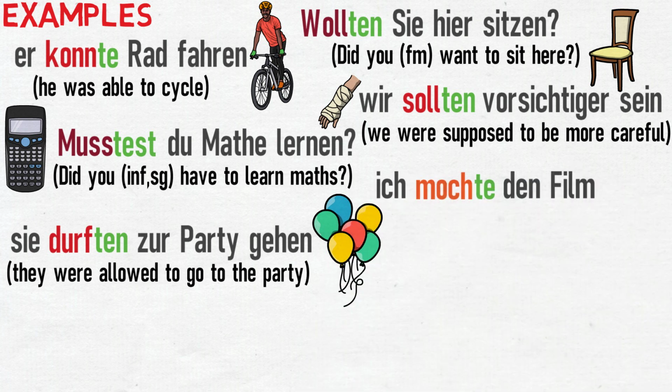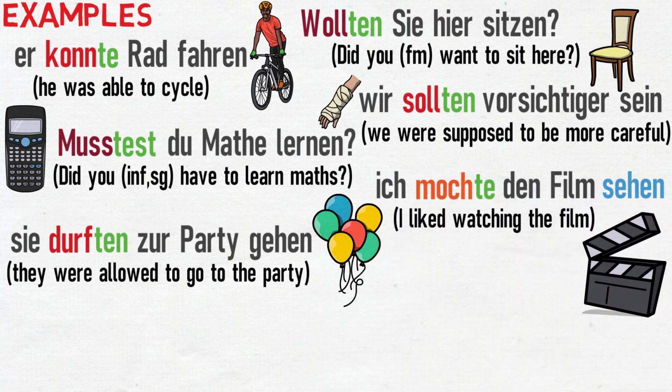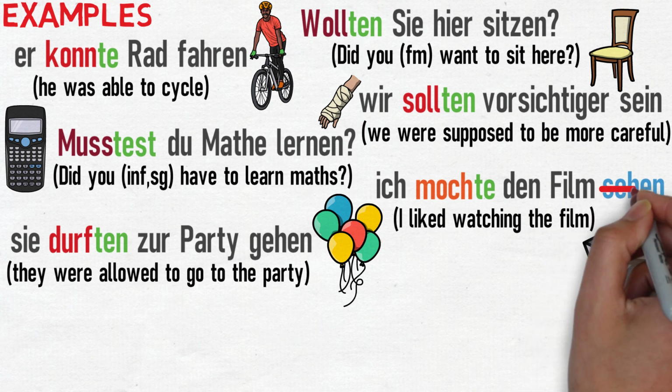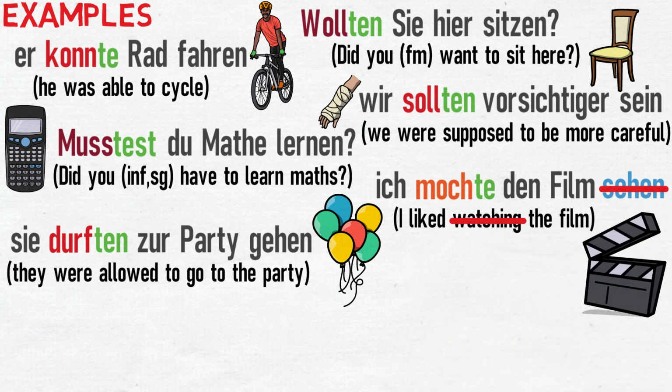Ich mochte den Film sehen. I liked watching the film. As I mentioned in the original modal verbs video, mögen is more commonly used with a noun as the direct object. So, ich mochte den Film, I liked the film, would be more commonly heard.